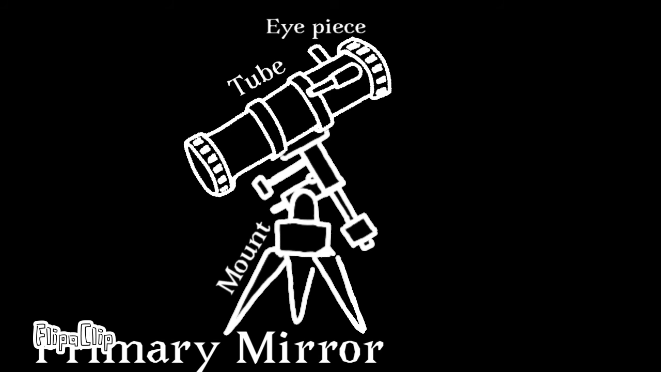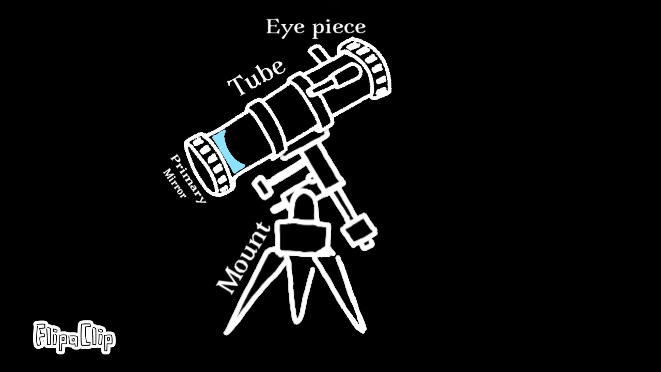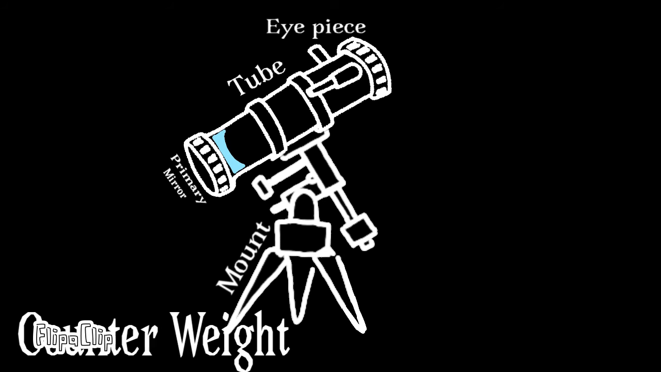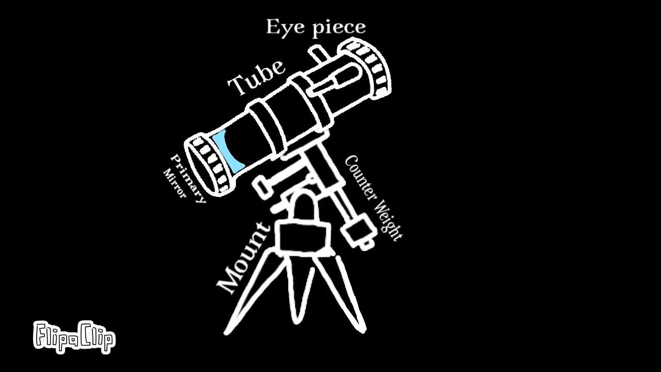Number 4. Primary mirror. A concave mirror hidden inside the tube. At the end is the primary mirror that gathers all the light and reflects it back up toward the eyepiece. Number 5. The counterweight. This is a heavy weight that can be slid up and down on the silver bar to balance out the telescope and make it very easy to maneuver.